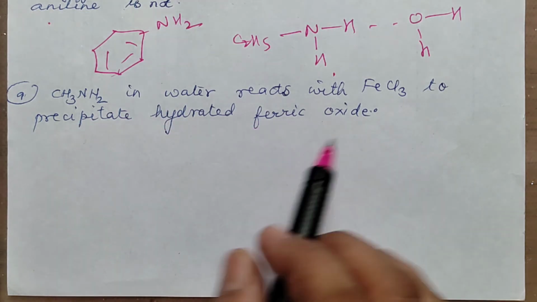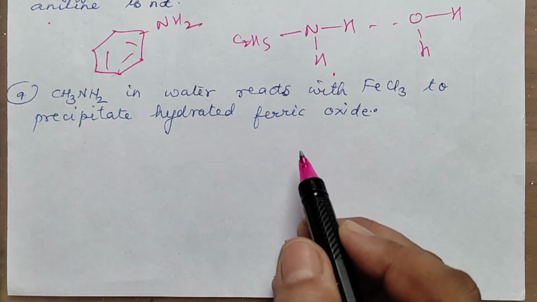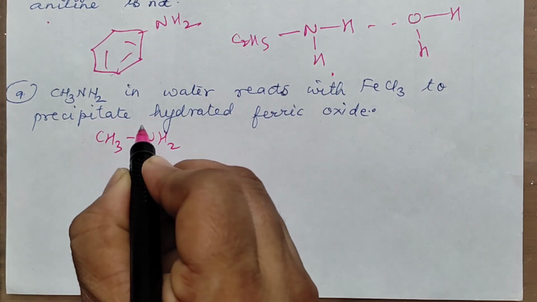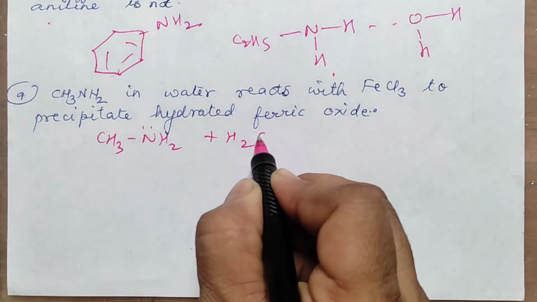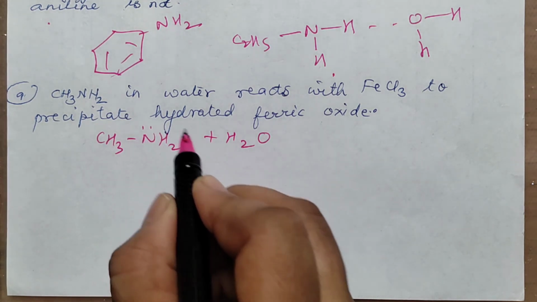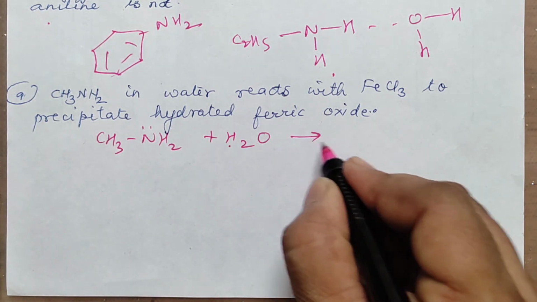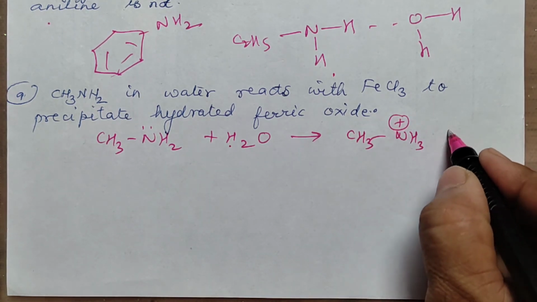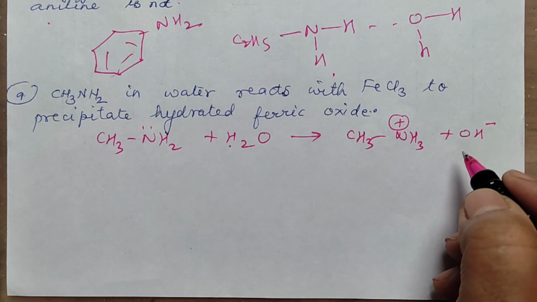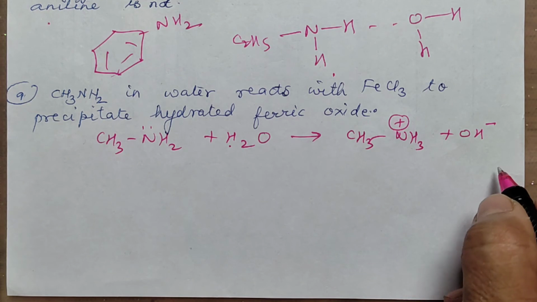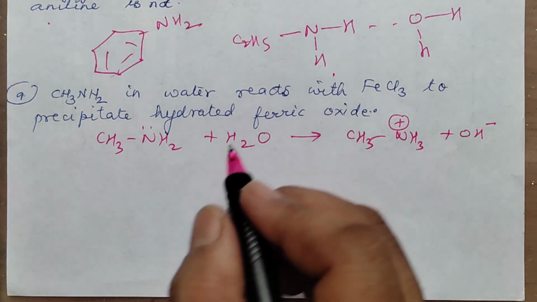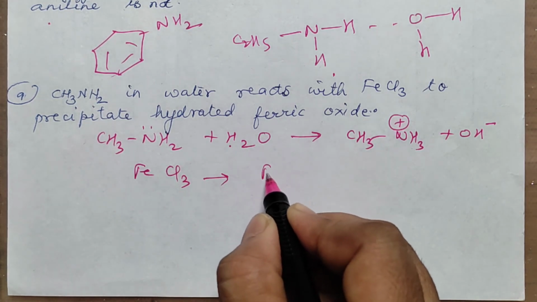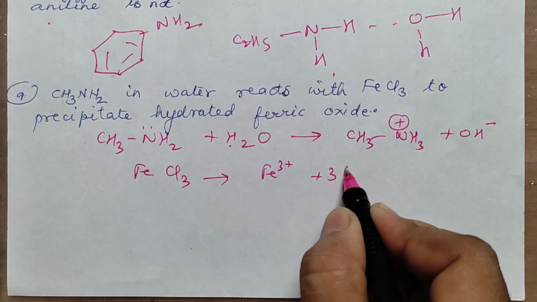Methylamine in water reacts with ferric chloride to precipitate hydrated ferric oxide. So what you will write here is this methylamine, which has a lone pair over here. When you react this with water, the lone pair means it can pick up one H from here. So it will result in the formation of CH3NH3+, a cation, and will liberate OH minus. So now this OH minus will react with this ferric chloride. First, this ferric chloride has the ferric ion, Fe3+, plus 3 chloride ions.